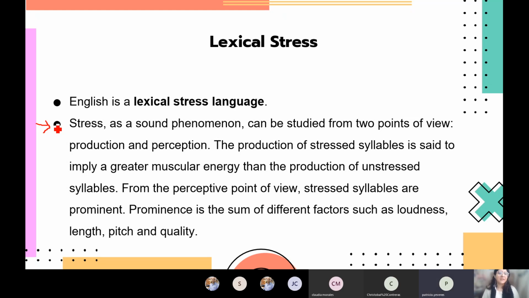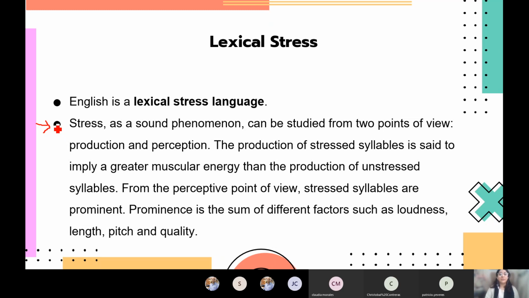Thank you very much. So it says that we have two points of view when it comes to stress. We can say that we can study this phenomenon from these points of view. Before explaining this, thank you very much, Patricio.